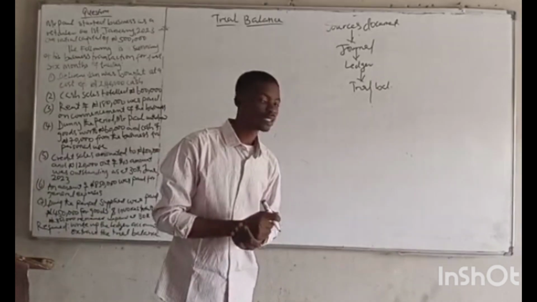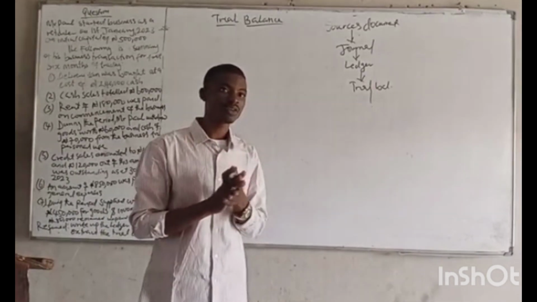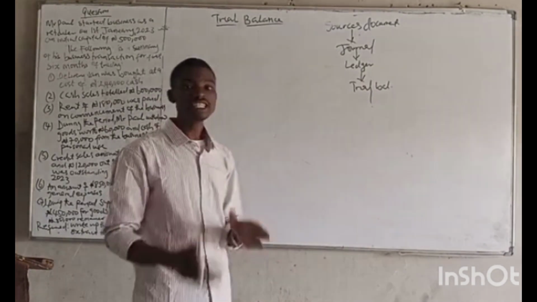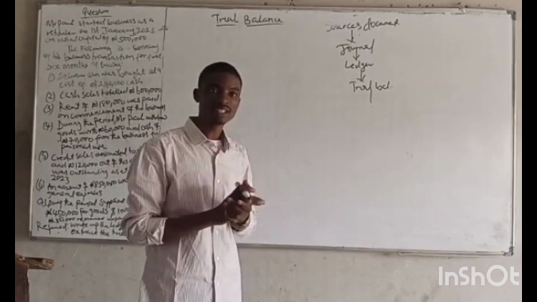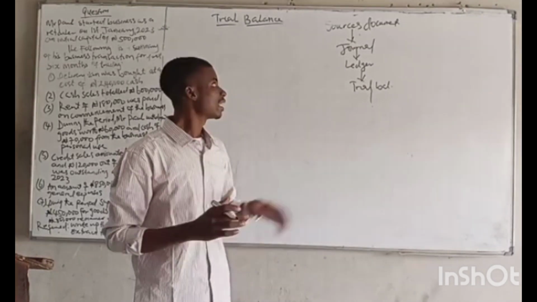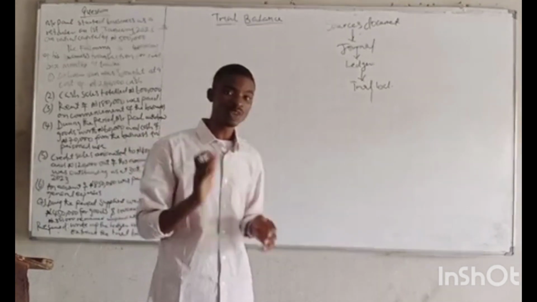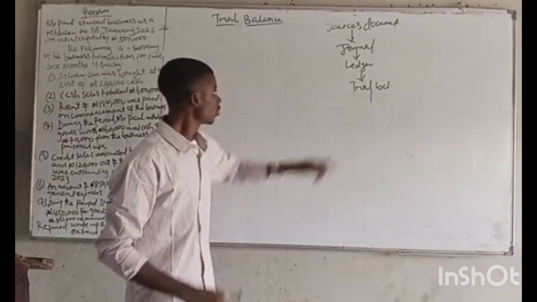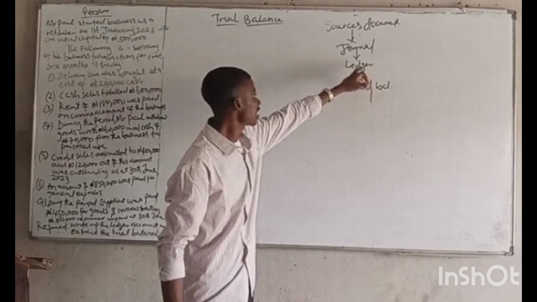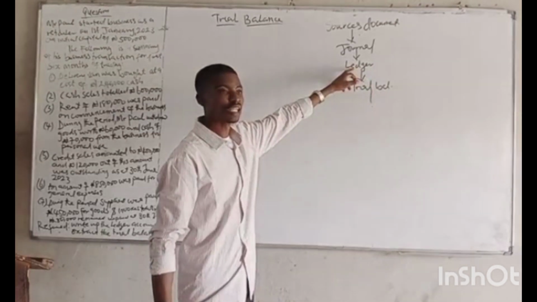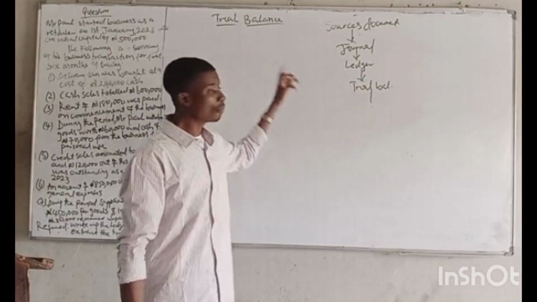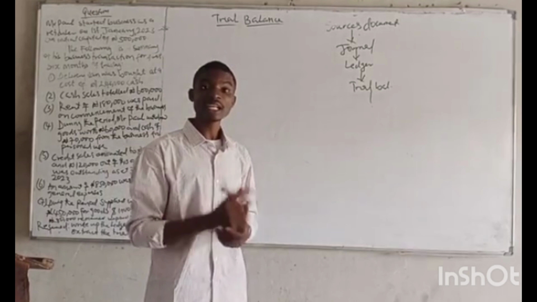Let's try to explain briefly what the concept means to help buttress our understanding. So trial balance is a list of balances extracted from the ledger, including cash and bank balances, with an intention to checkmate the arithmetical accuracy of the entries in the ledger. A trial balance is not an account, but rather a mere statement.